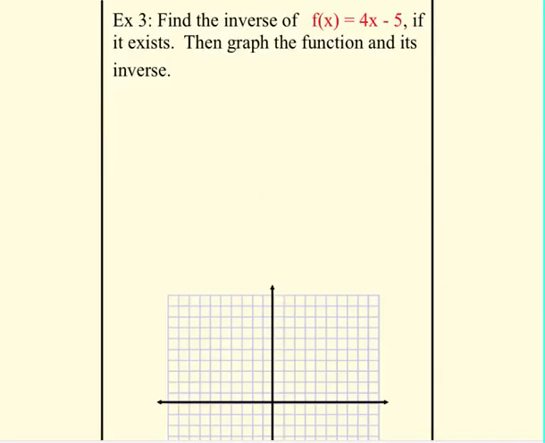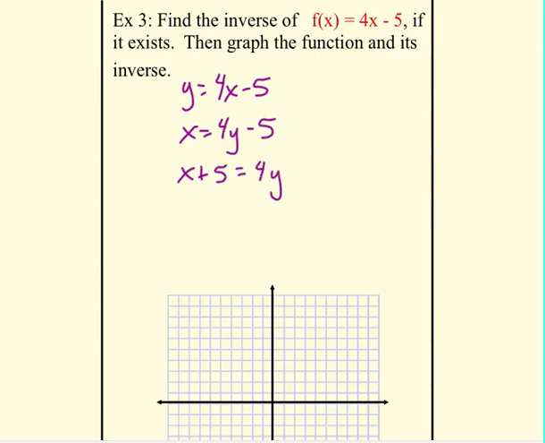Last example, we're going to find the inverse and then graph both of them again, remembering that they should be reflections across that line y equals x. So it's kind of a check on how we did finding our inverse. So we're going to start by replacing the f of x with y, switching the x and y, and solving for y. So I'm going to add 5 to both sides. And dividing everything by 4, we get 1/4 x plus 5/4 equals y. Or we can use our function inverse notation, f inverse of x.